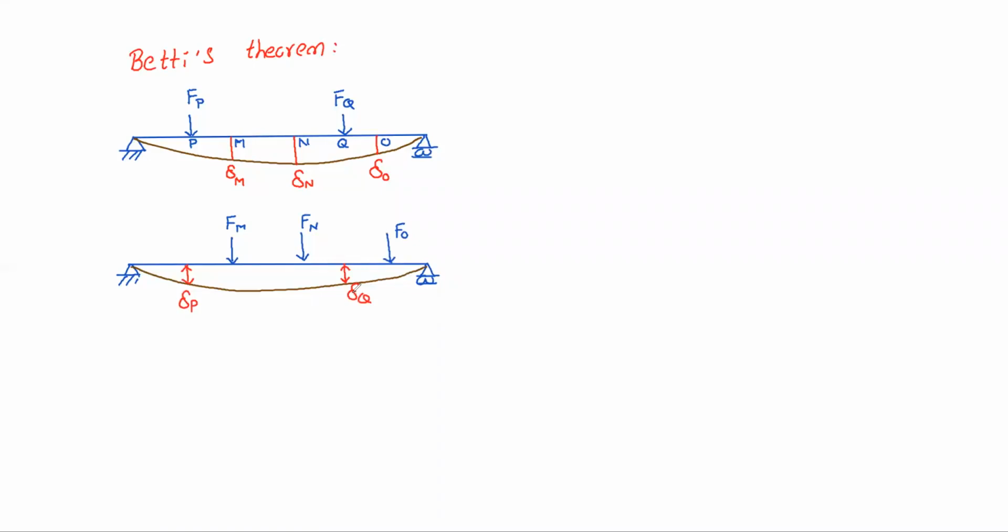So if you apply on the same system, I mean this is system 1 and system 2, like this, according to Betti's theorem, force at P multiplied by delta P plus force at Q multiplied by delta Q must be equal to force at M into delta M plus force at N multiplied by delta N plus force at O multiplied by delta O. These are the M location, N location, this is P location, this is Q location, this is O location. This is the Maxwell reciprocal theorem.